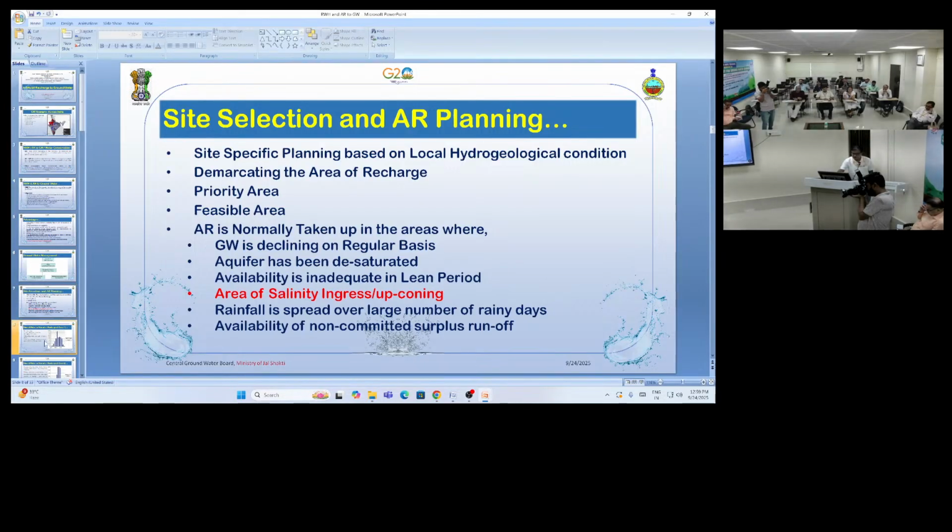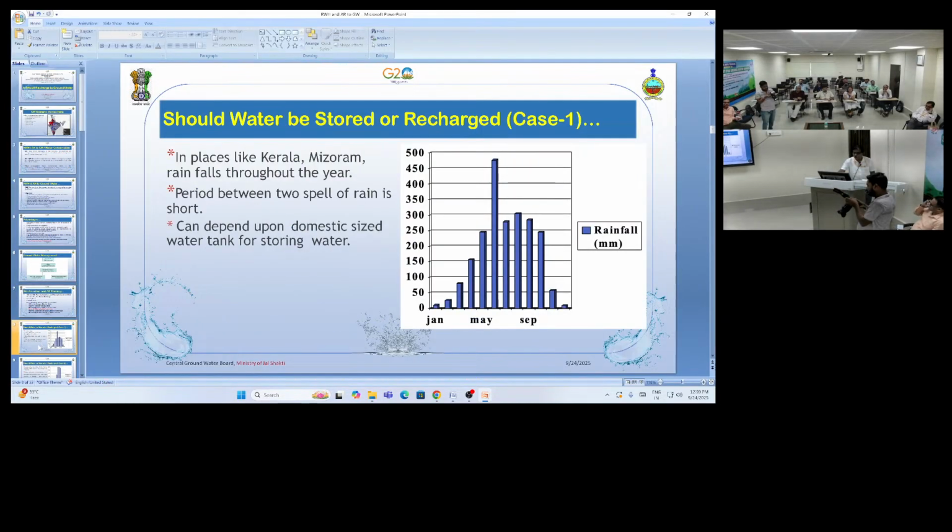With that, another scenario I am showing. Here, should water be stored or recharged? So, what will we do? Just see the rainfall pattern in places like Kerala and Mizoram. The periods between spells of rain are short, so almost every day we get some amount of water. So, what can we do? We can depend on a domestic-size water tank for storing water. We are getting rainwater in short spells, so in a domestic container, as per our requirement, we can store that water and utilize it.